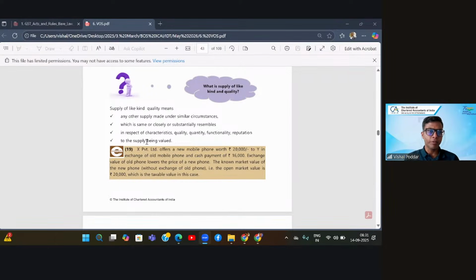So what is supply of like kind? It has to be same with my supply, not with the supply which I'm receiving. So if I have to use C, I will check the value or the price list of similar chartered accountant service, not of the lawyer service which I have received. I hope you understood the difference which I'm trying to make out.